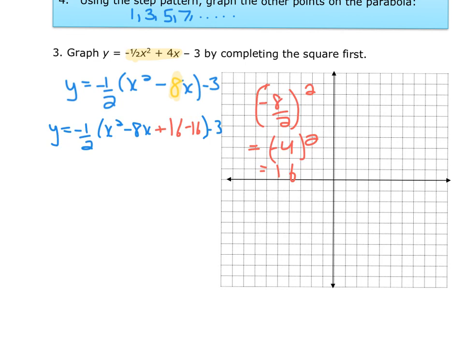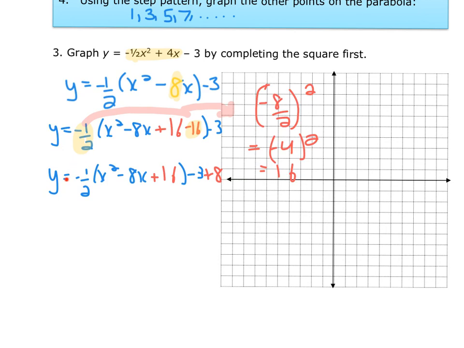So my next step is to remove the minus 16, but remember you have this a value of negative one half. So I'm going to multiply those two together and then move that term outside of the brackets.